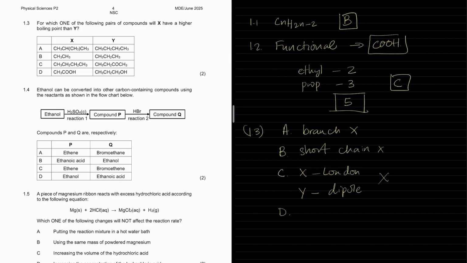So that means the option must be D, and let's just go through it. If you look at D, you have CH3COOH. That is a carboxylic acid, and we know carboxylic acids have 2 hydrogen bonds. Whereas Y has OH, which means it's just an alcohol, and an alcohol has 1 hydrogen bond. So carboxylic acids have 2 hydrogen bonds, which makes the intermolecular forces stronger, which makes the melting and boiling point higher. So the answer here is D.